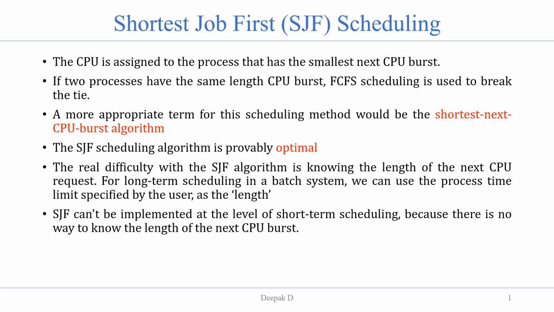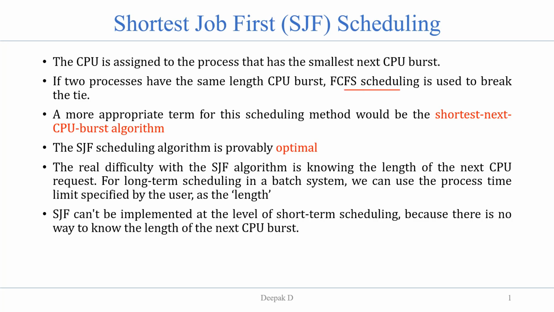In this algorithm, for each and every process there will be a value called a CPU burst which is assigned to that process. If two or more processes have the same length of CPU burst, then in order to break the tie between these processes, we use the first come first served method.